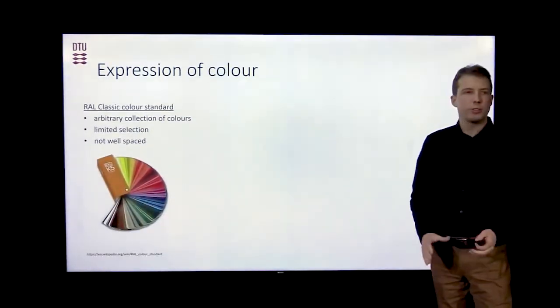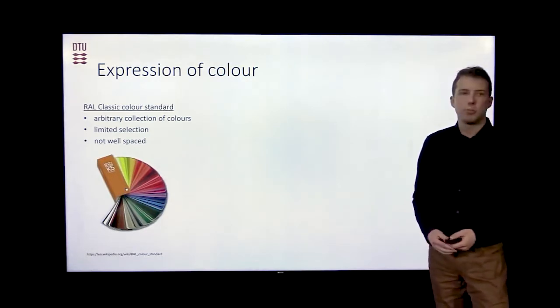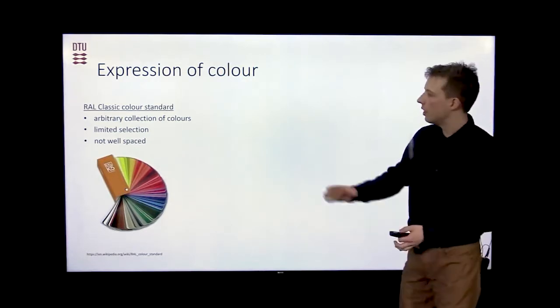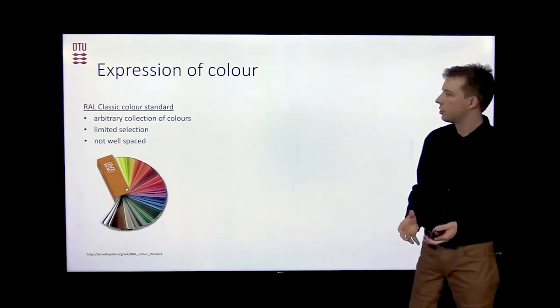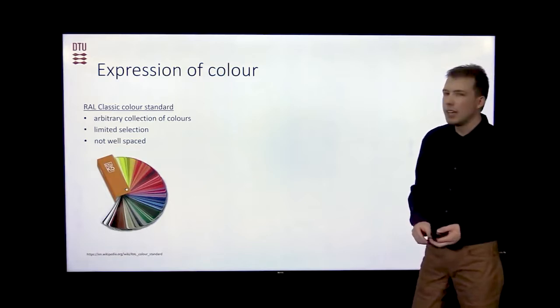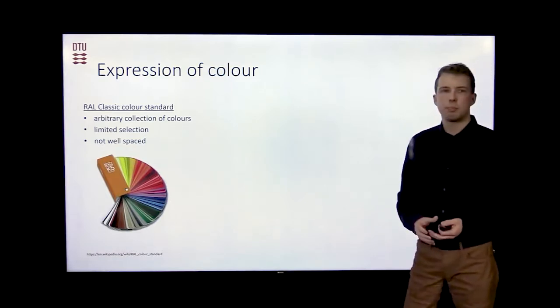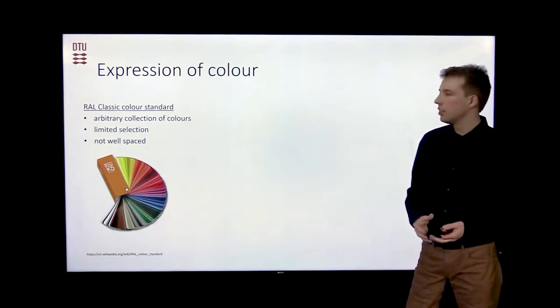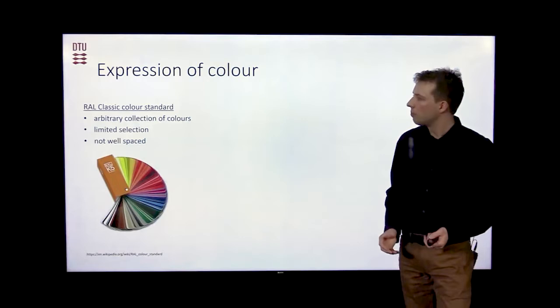So I will first start with a short introduction in how we can express color. Most of you might be familiar with the RAL Classic color standard, which is basically an arbitrary collection of colors used in architecture. It, however, offers quite a limited selection, and the colors in this color space are not very well spaced. So this means we cannot express all colors we observe in nature.